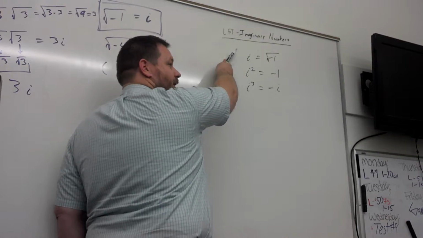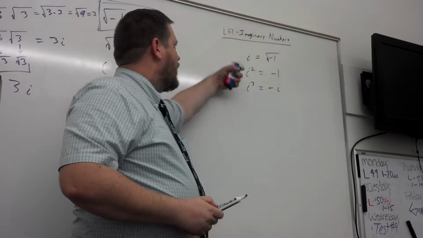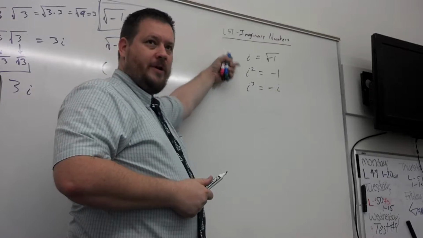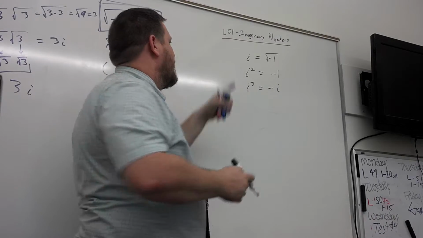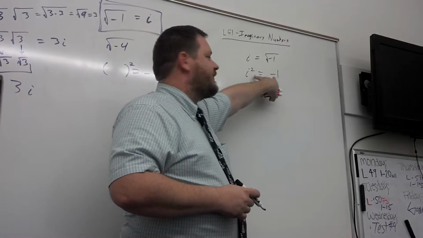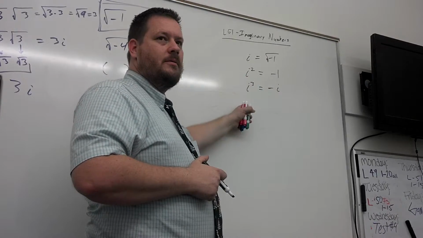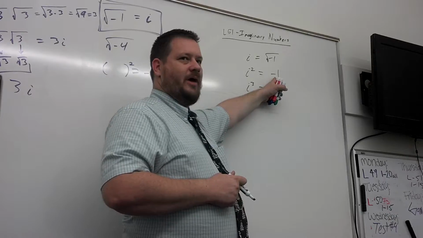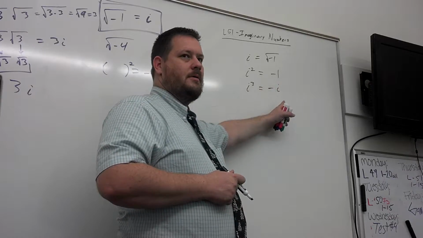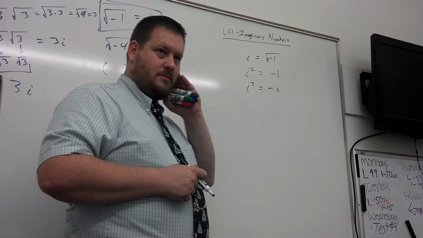So this is the main idea right here. I squared both sides, so you're good from here to here, right? What if I multiply both sides of this equation by i? i squared times i is i cubed. And negative 1 times i is negative 1 times the square root of negative 1.